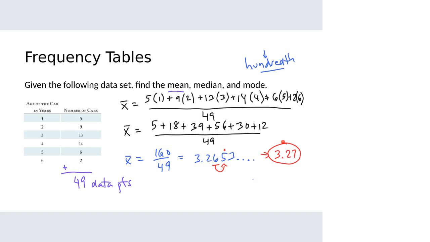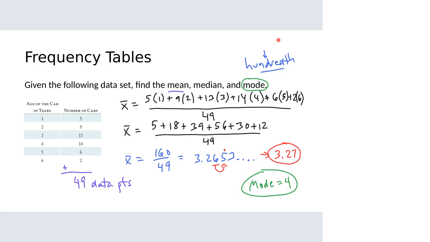Mode's really easy to find, especially when we have a frequency table. For a mode, we just look at the one that occurs the most. And I look over here in my frequency column and I see, well, there's 5 of these, 9 of these, 13 of these, 14 of these. Hey, 14, that's the biggest frequency. And so the data point that occurs the most is 4. And so the mode is 4. That's the one that occurs the most because it has the highest frequency.